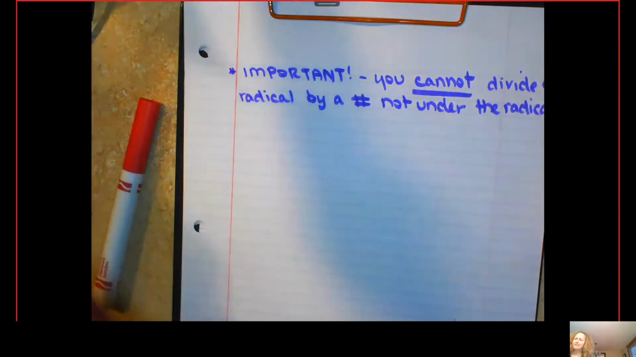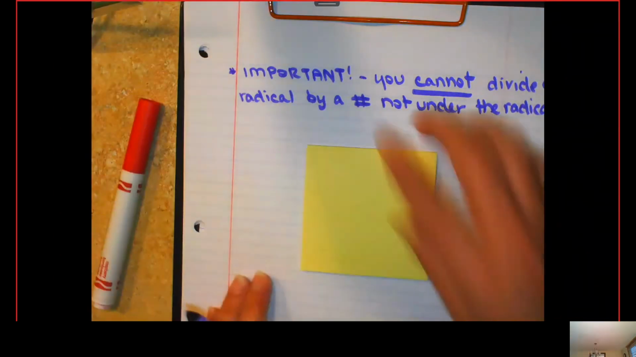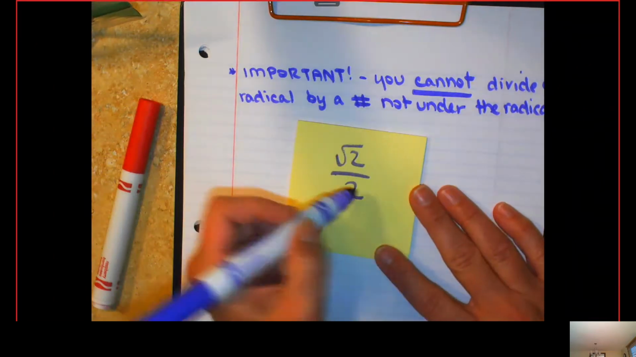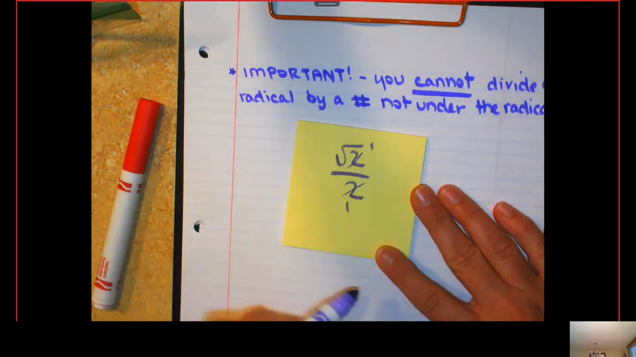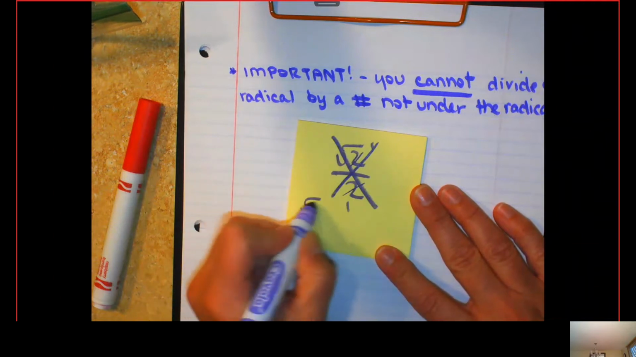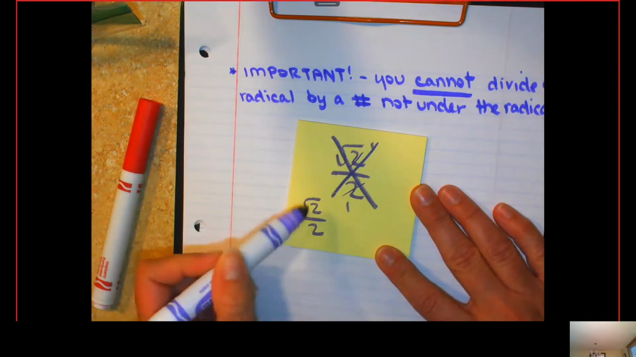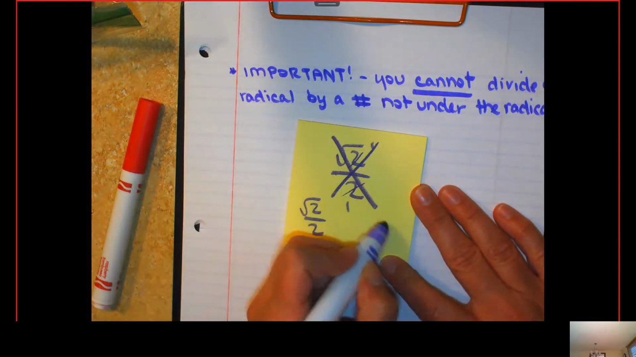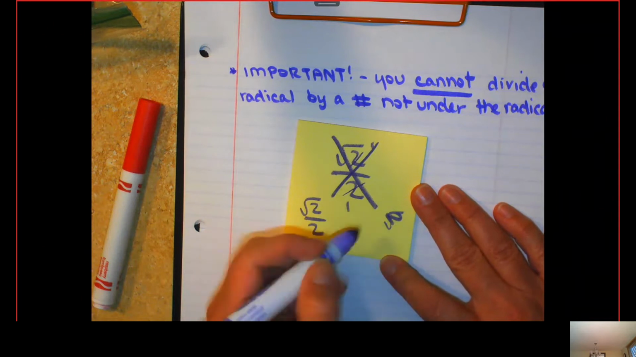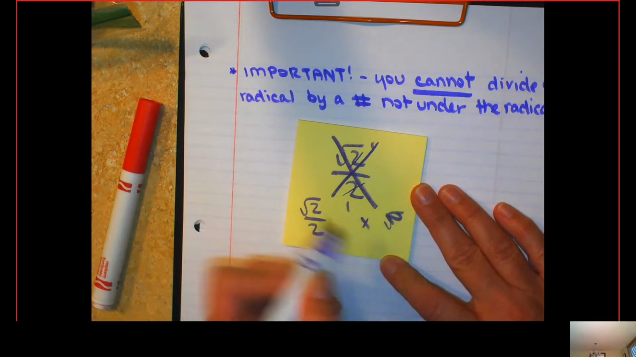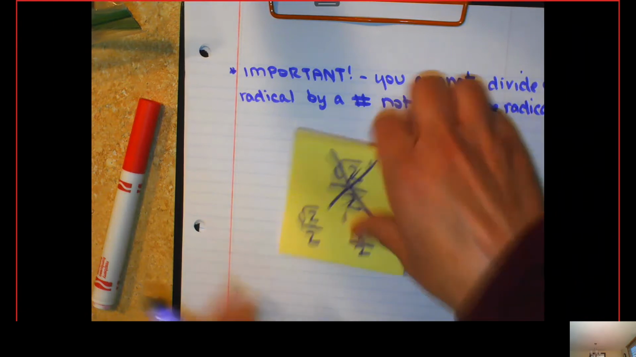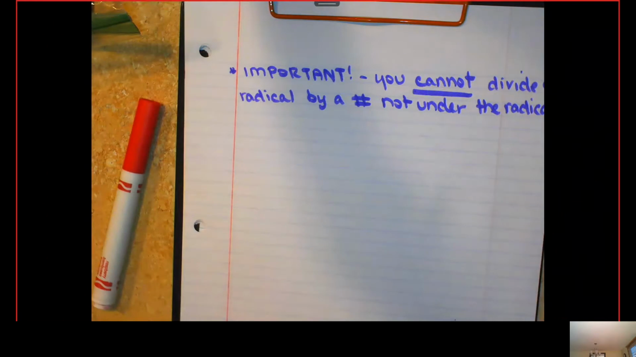So what I mean by that, and you don't have to write this, I just want to show you, if we had radical 2 over 2, you could not cross the 2 off and make it a 1 and this a 1. This is not correct. You would have to leave it as this because you cannot divide a radical by a non-radical, okay? Think of it as if you had x over 2. A radical you can think of as a variable. You can't divide them because they're different. So I'm going to give you 4 examples where we're simplifying and we're practicing that rule.